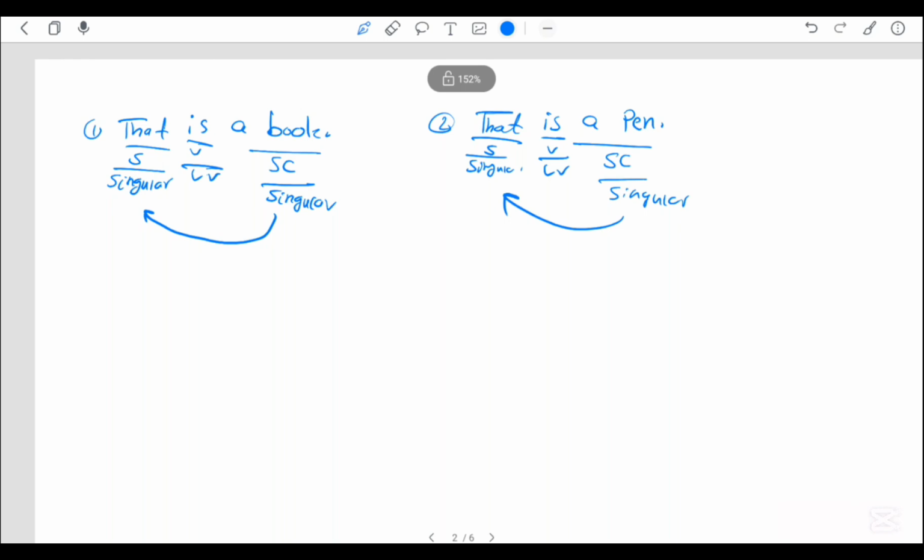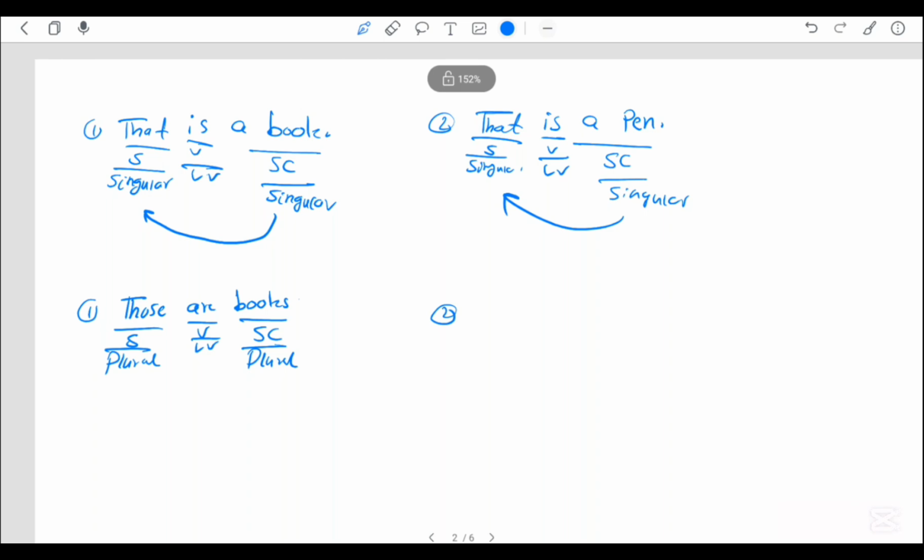So if there are more than one book, more than one pen, or more than one person, you should use those, the plural form of that. Those are books. You see here subject, linking verb, subject complement. This is plural. This is also plural, right?